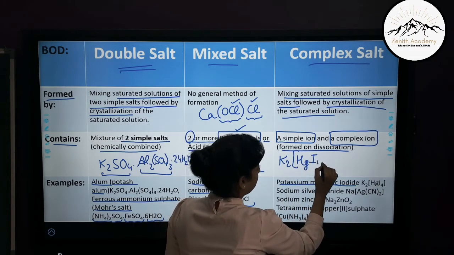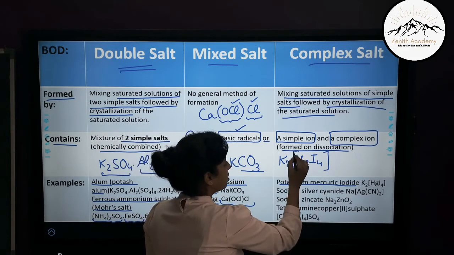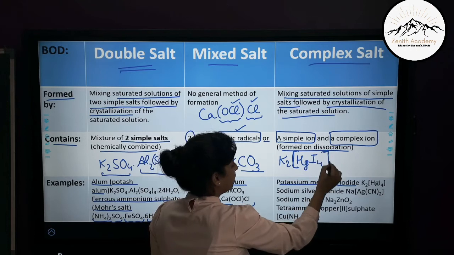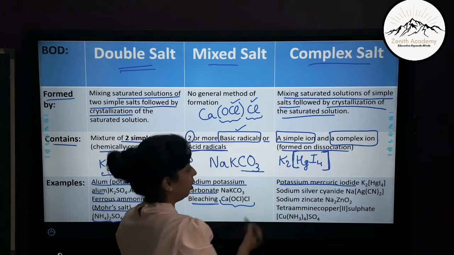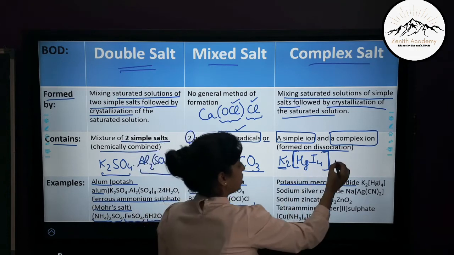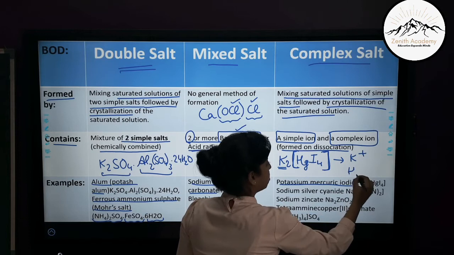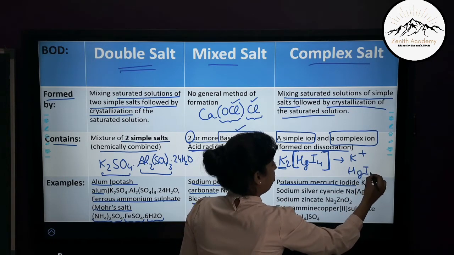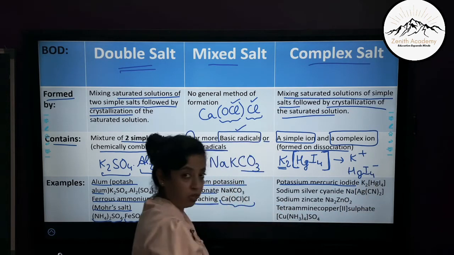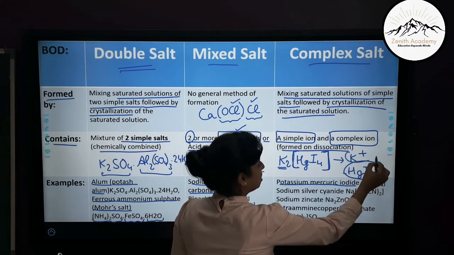K2[HgI4]. Okay, so this is a coordinate compound. Whatever is there in the square bracket is a complex ion, and whatever is outside is a simple ion. So when it dissociates, it forms K plus and it forms HgI4 minus. Okay, on dissociation. So this is a complex ion and this is a simple ion.